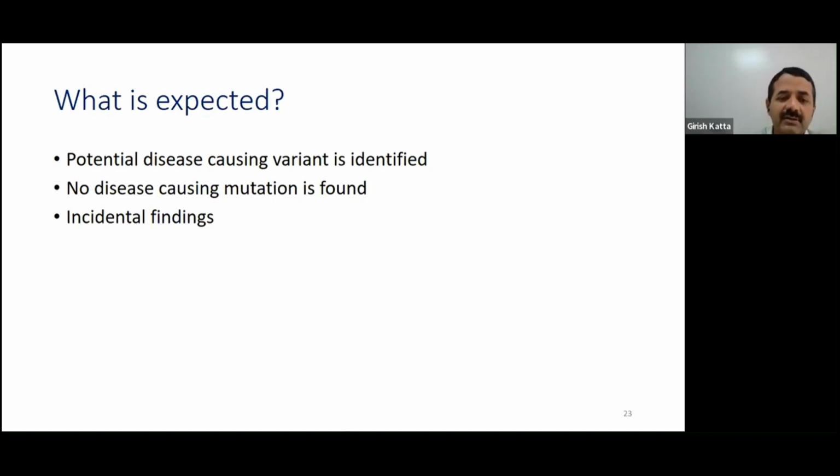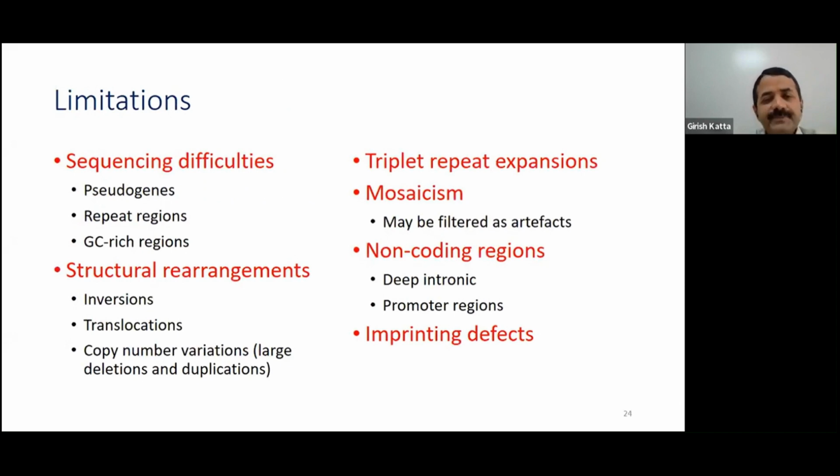So these are the three potential outcomes, and we need to be very realistic. Exome sequencing will not diagnose all the genetic diseases because there are several limitations. This is something which we need to keep in mind. One, there may be sequencing difficulties. There is a pseudogene which has a lot of sequence similarities with the correct gene or the functional gene, and then there is a problem in mapping and alignment. Repeat regions may not be sequenced well, especially GC rich regions or triplet repeat regions. So these are the inherent difficulties in sequencing even using NGS.